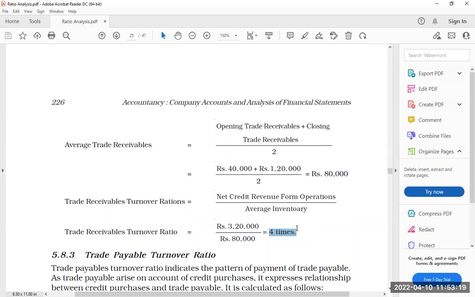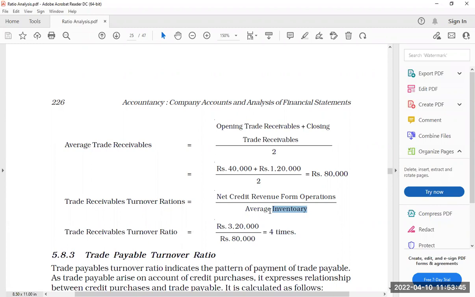If you don't understand from 4 times, go back to the data. What's the data? 3.2 lakhs divided by 80,000. What is 3.2 lakhs? Turnover, credit turnover, divided by average receivables. It's not average inventory, they have written it wrongly. Average receivables, that is 80,000. So that is equal to 4 times, mathematically.